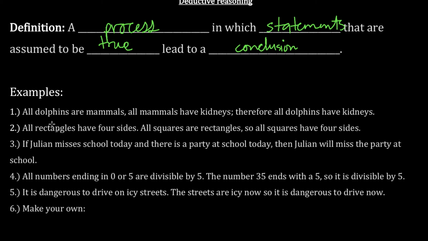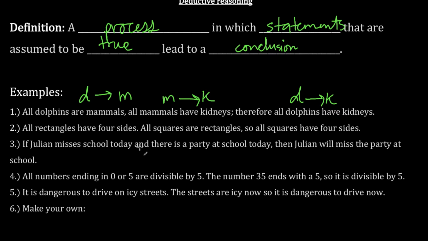So if all dolphins are mammals and all mammals have kidneys, let's do this. If all dolphins go to mammals, and all mammals go to kidneys, then all dolphins have kidneys. So let's look at another one. All rectangles have 4 sides. All squares are rectangles. So all squares have 4 sides.